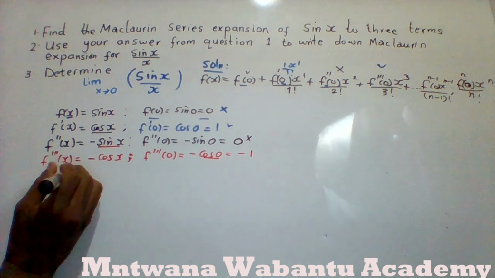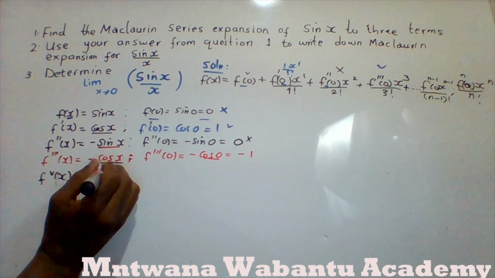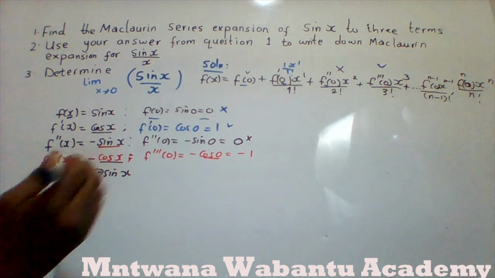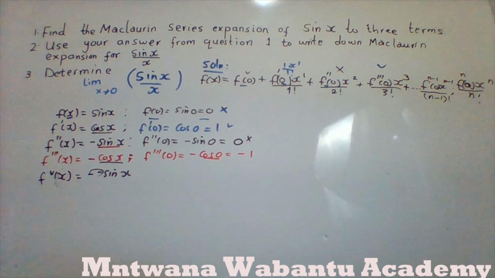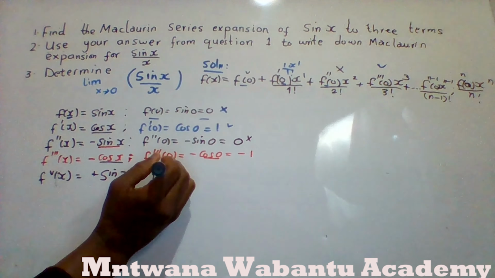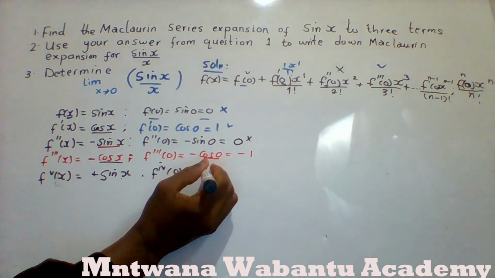F prime of x equal to negative... When you differentiate cos, you get negative sine, so it's going to be negative sine of x. Negative and negative is going to give us positive, so just sine of x. So f of the fourth prime of 0, if you plug in 0 here, is going to give you 0. So sine of 0 equal to 0.